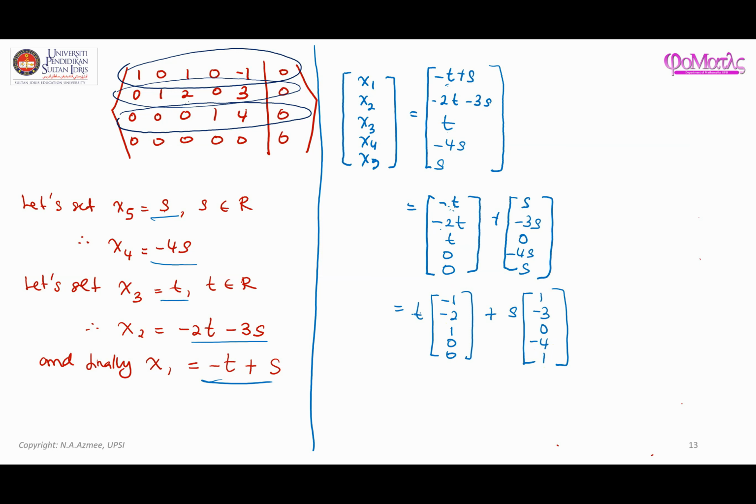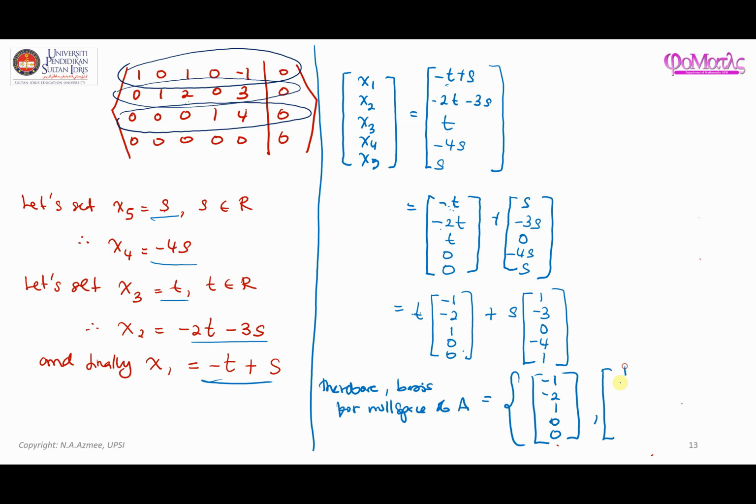Based on the numbers that we have here, we can then conclude that therefore the basis for the null space of A is going to be equal to the combination of these two matrices here. So we have negative 1, negative 2, 1, 0, 0, and 1, negative 3, 0, negative 4, 1.